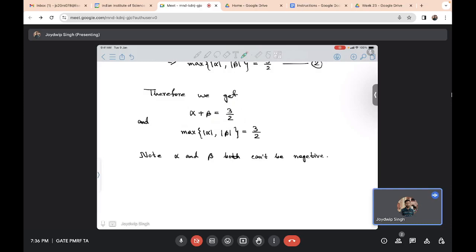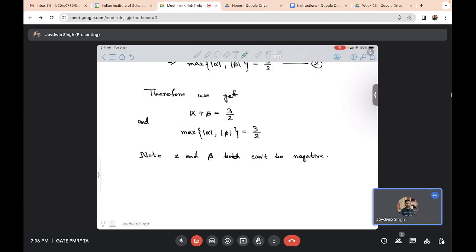So can one be negative? Suppose alpha is negative and beta is positive. Then what will happen? Note that if alpha is negative and beta is positive, then the sum is positive. Assume the numbers are non-zero also. Suppose alpha is 0, then beta is 3 by 2, you will get.